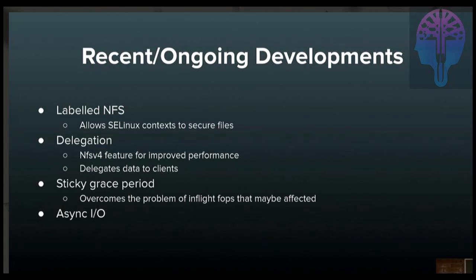So it's basically suited for an NFS Ganesha cluster, right? And then we have async IO. I think most of you know what async IO is.